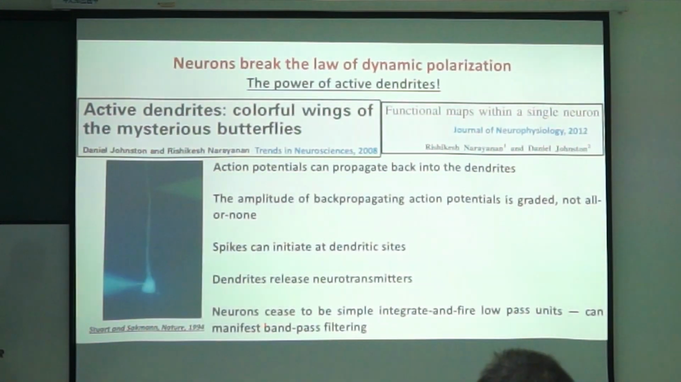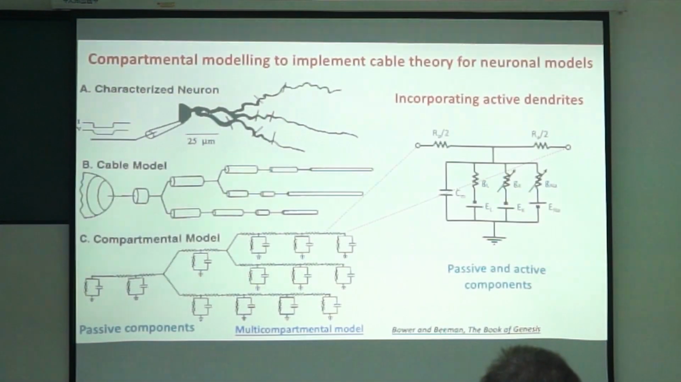As I said, because of the expression of certain ion channels, they can become band-pass filtering structures, not just low-pass filtering structures, basically. Right? So, how do you account for this? You implement cable theory. You don't have to solve the second order partial differential equation.